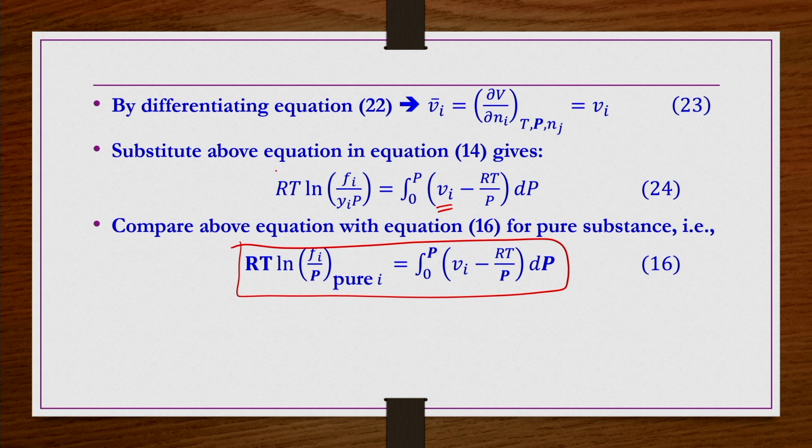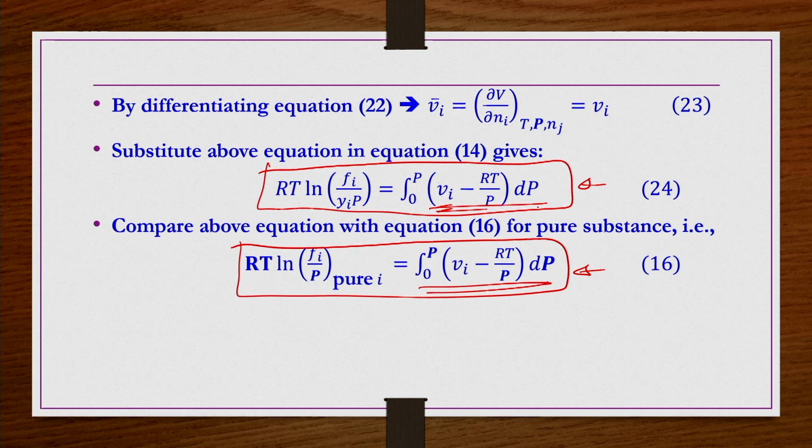Okay. Now, if you compare equation number 24, that is for a real gas mixture obeying Amagat's law, and equation number 16, that is for a pure substance, then what we can understand by comparing these two equations is that the right hand sides of these two equations are the same. So if you equate them, and similarly equate the left hand sides, then we get fi by yi P is equal to fi by P pure i. That means fi is equal to yi f pure i.